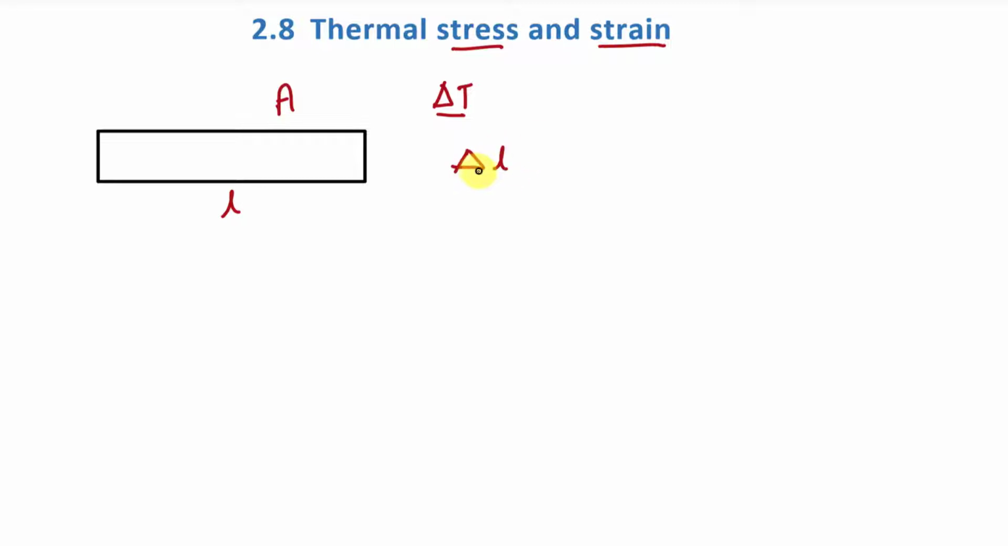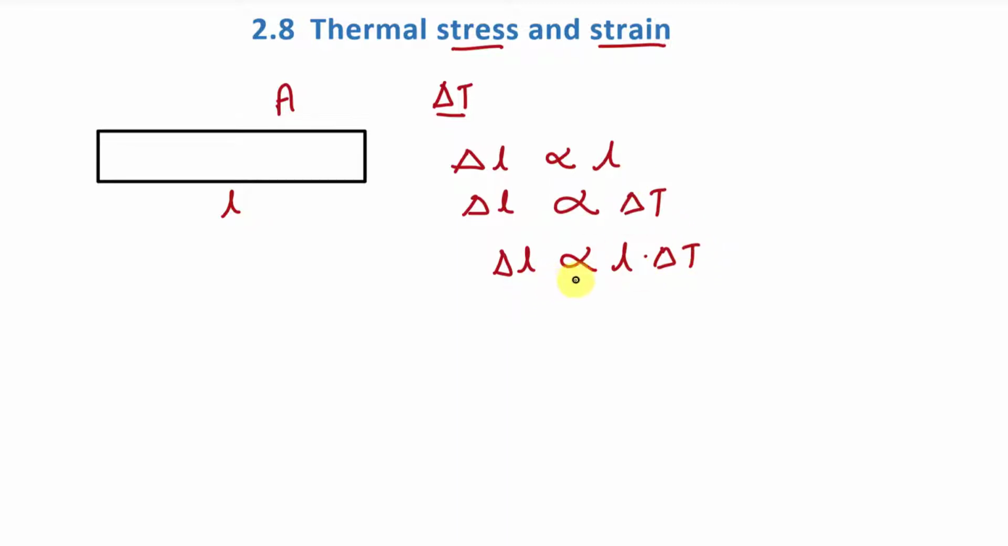From experiment, it shows that the change in length is proportional to the original length of this body, means delta L is proportional to L, and delta L is also proportional to delta T, that is the change in temperature. So if the initial length of the body is more, then the change in length will be more, and if the change in temperature is more, then the change in length will be more. So we can write that delta L is proportional to L into delta T.